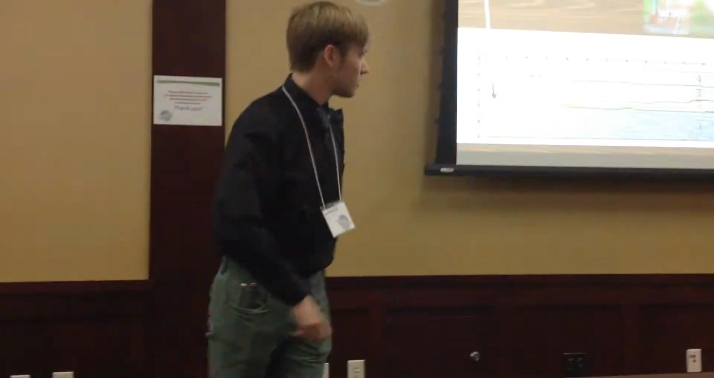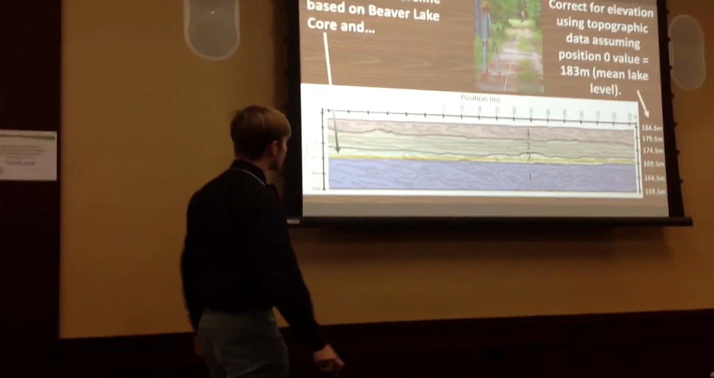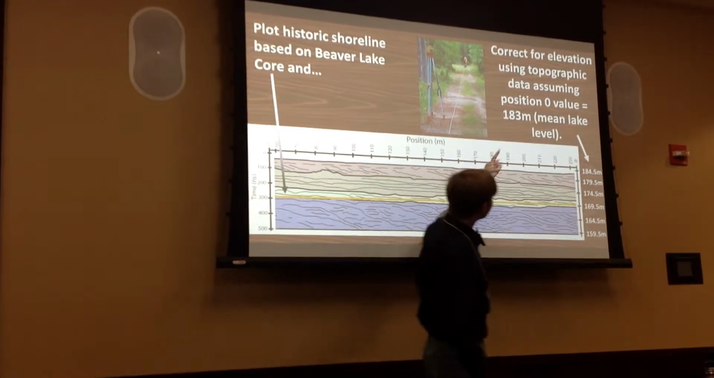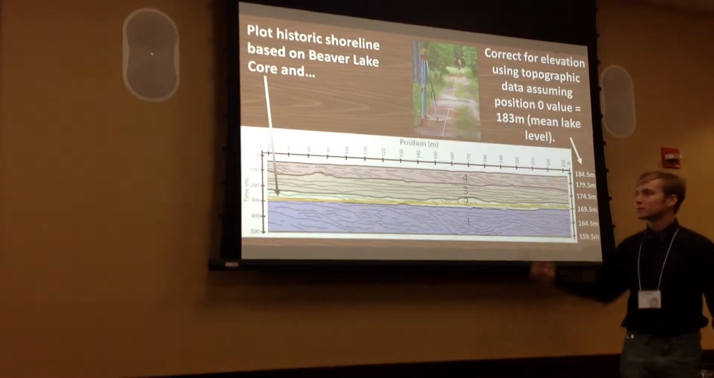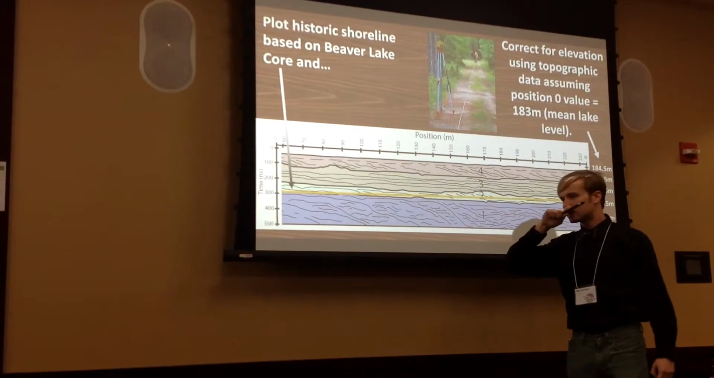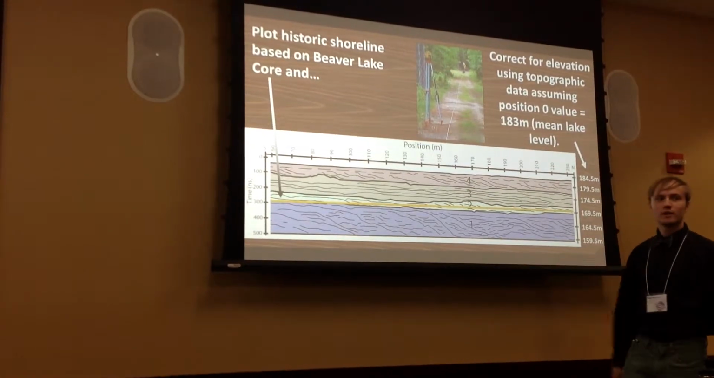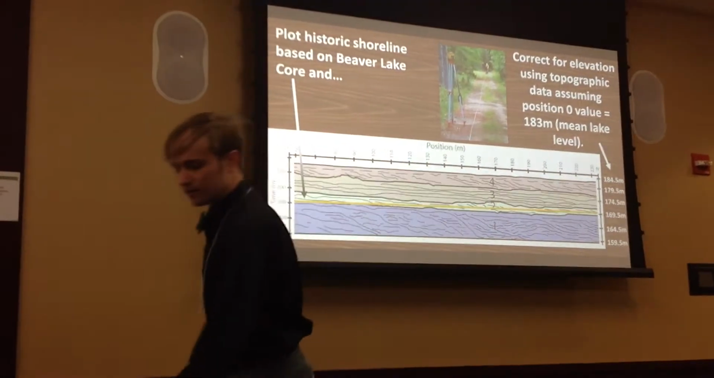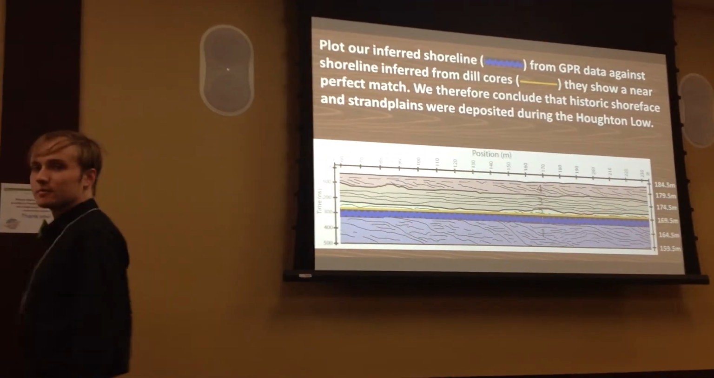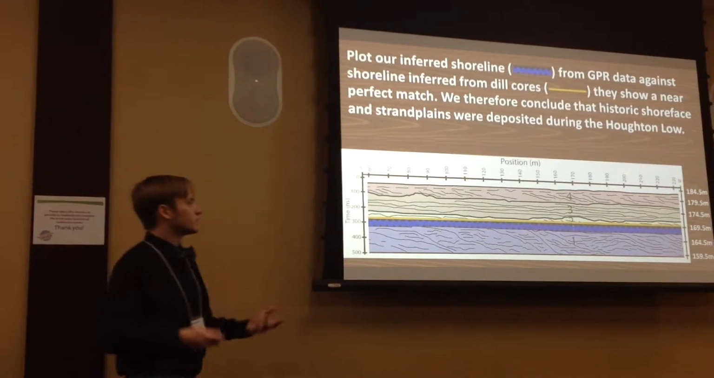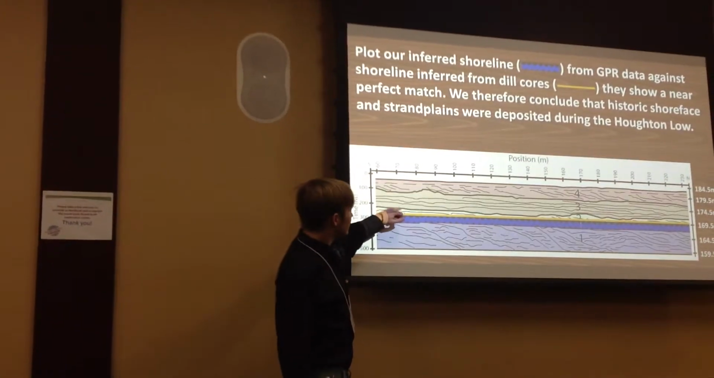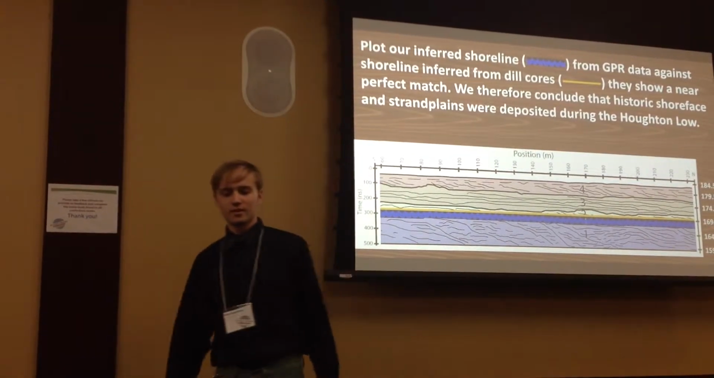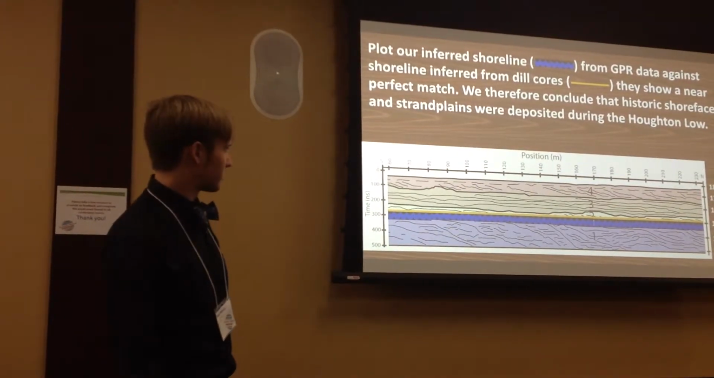So, what we do is we plot the historic shoreline from about 8,000 years ago, and then we correct for elevation, assuming position 0 on the southern end of the Tombolo is the mean lake level, or 183 meters, and then plotting that against our inferred shoreline, they show a near perfect match. Therefore, I think we can safely assume that I'm interpreting this right as the historic beach and the historic shoreface. But of course the question comes, where do we go from here?